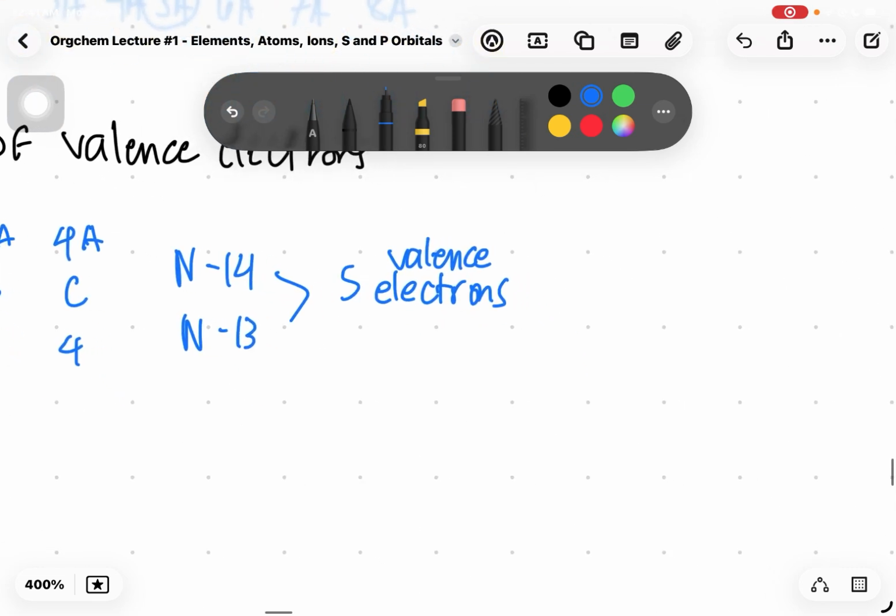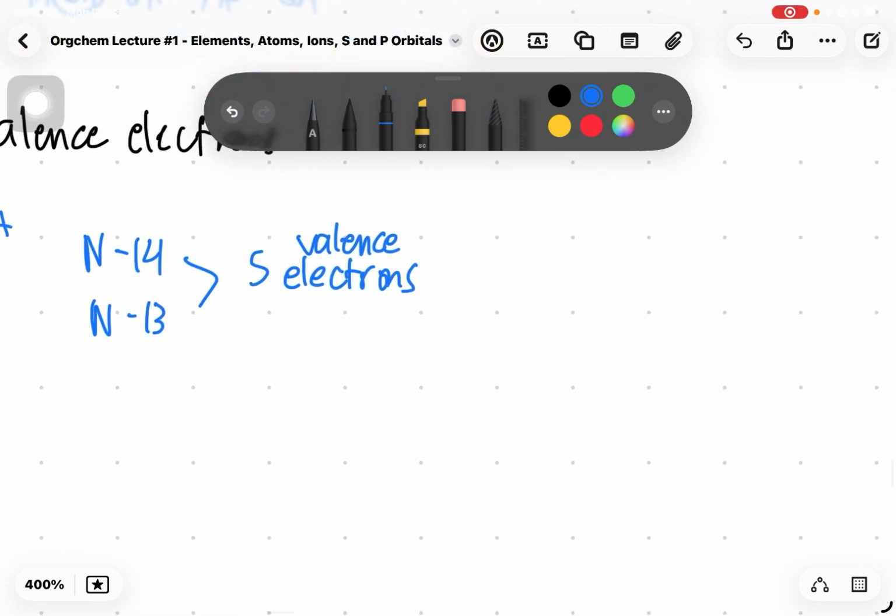ready to undergo bonding. This is how you would draw that in a Lewis dot structure. And nitrogen commonly forms 3 bonds in organic structures.